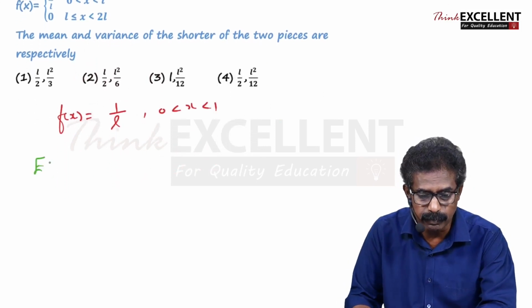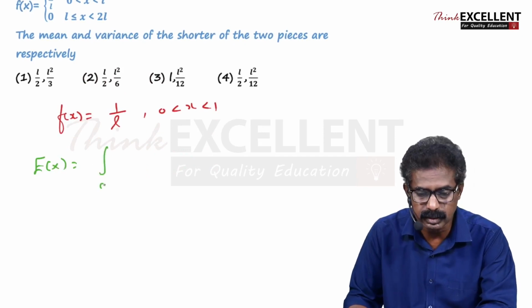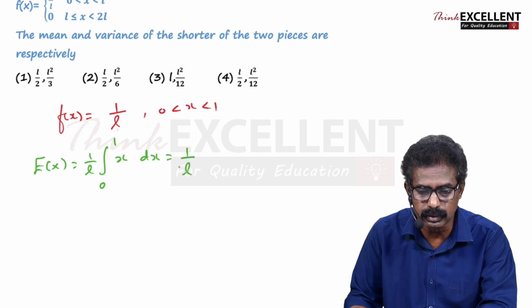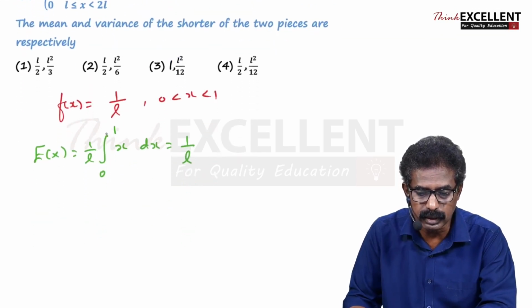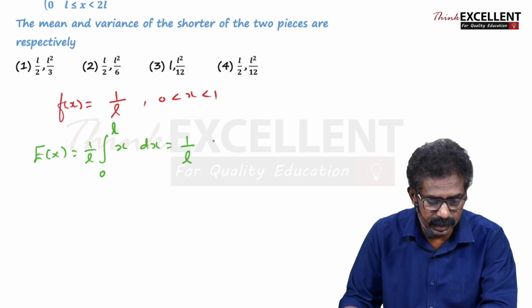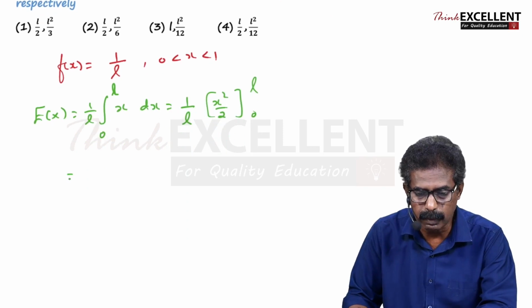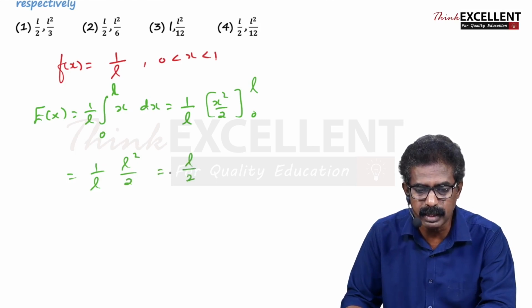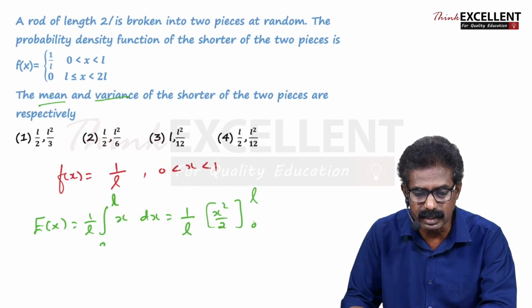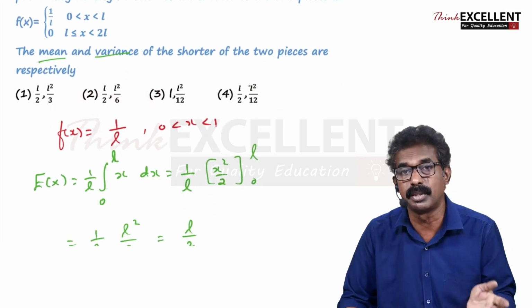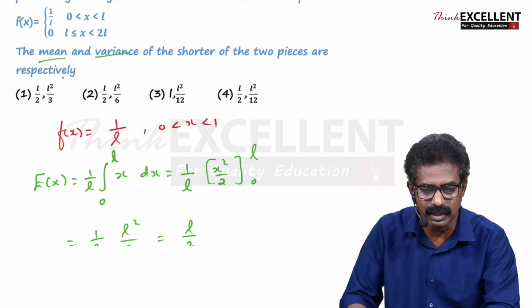So you find E of x. E of x is integral x into f of x, where f of x is 1 by L, constant, dx. So 1 by L into, what limit do you give? 0 to L, not 1, 0 to L. X integration x square by 2, limit 0 to L. So 1 by L into, first give the upper limit, L square by 2 minus 0. 1 by L cancels, you are getting L by 2. So mean is L by 2. L by 2 is in 3 options. If only one option has L by 2, you can mark it.